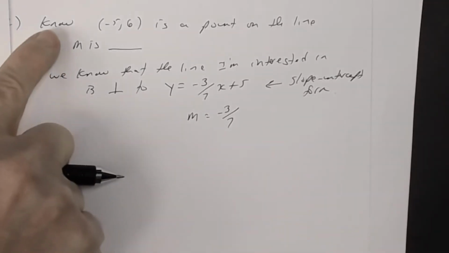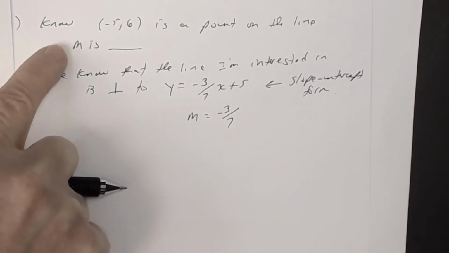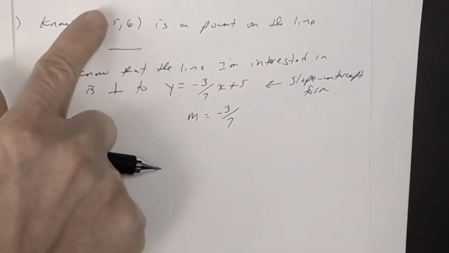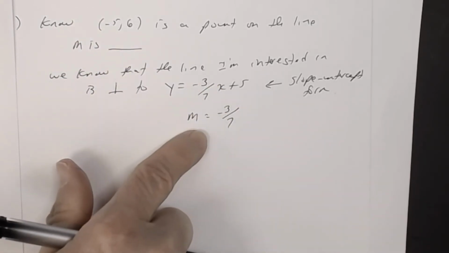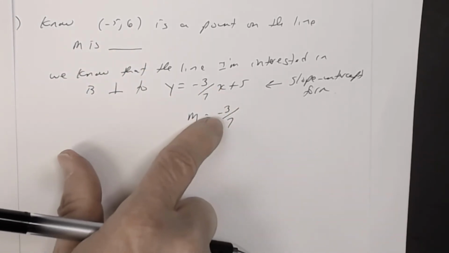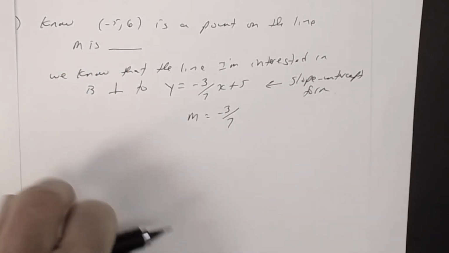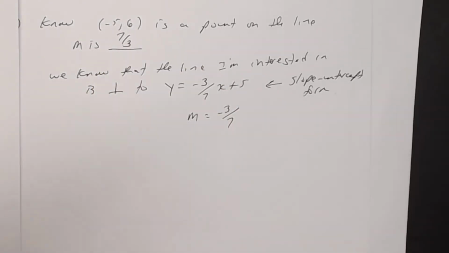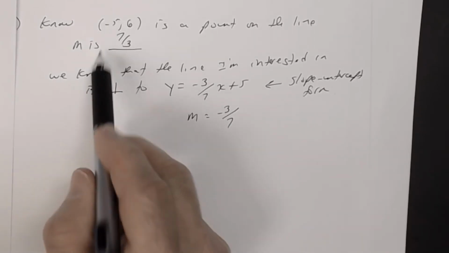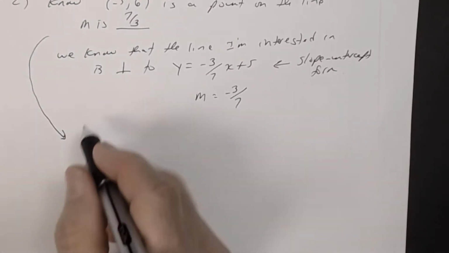So now I know the slope of that line, right? If the slope of this line is negative 3/7 and these two lines are perpendicular, then the slope of that line is the negative reciprocal of this. So this is negative 3/7 and this is going to be a positive, and then take the reciprocal, 7/3. So that's the slope of that line. Okay? All right, so now I know my two pieces of information, so now I can go to point slope form.